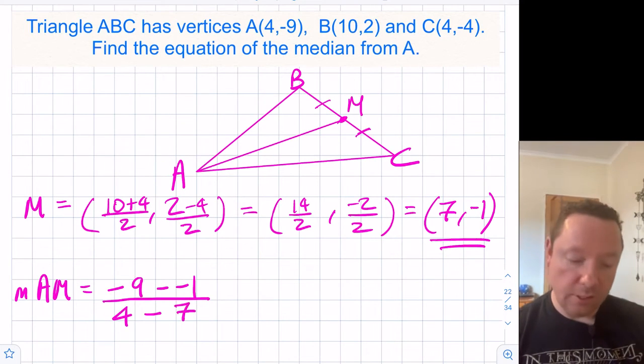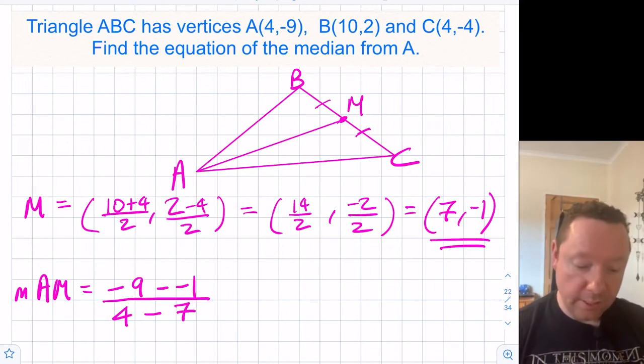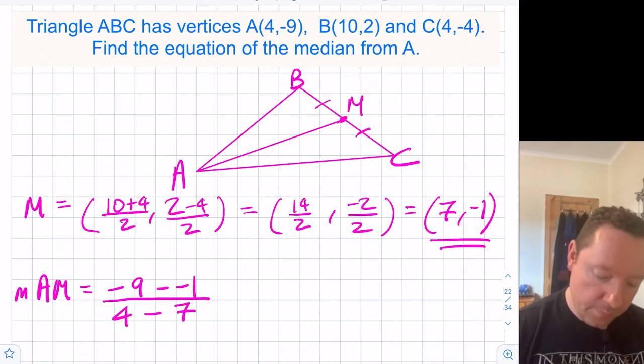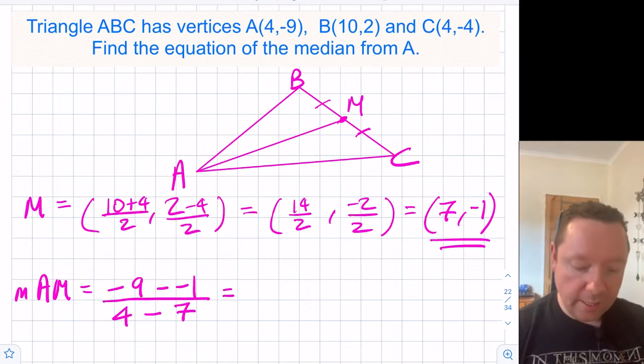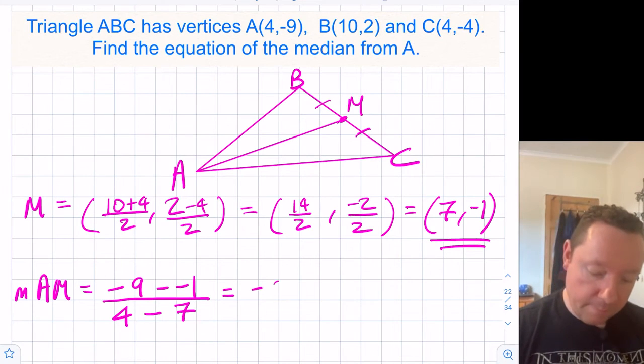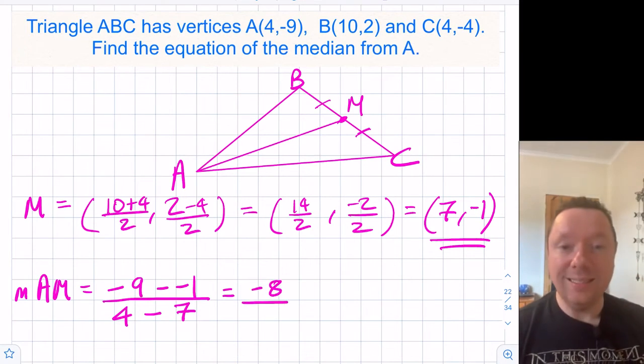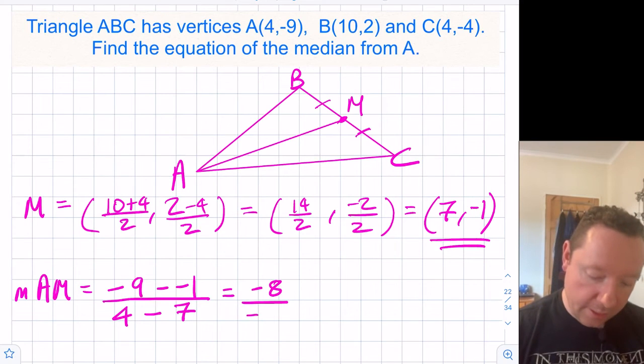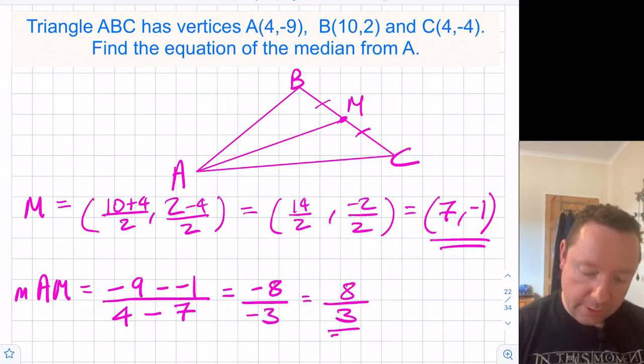Or alternatively, you could have gone the other way, minus 1 take away minus 9, 7 take away 4. It makes no difference really. Minus 9 add 1 is minus 8. 4 take away 7 is negative 3. So that's just 8/3. We've now got our gradient.